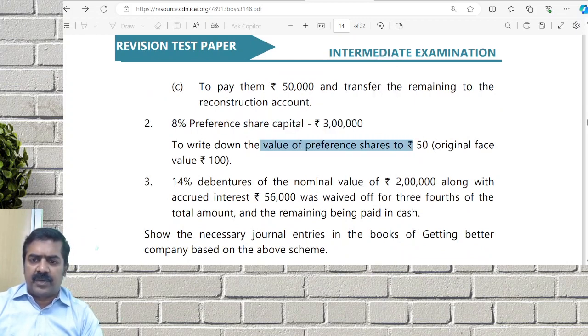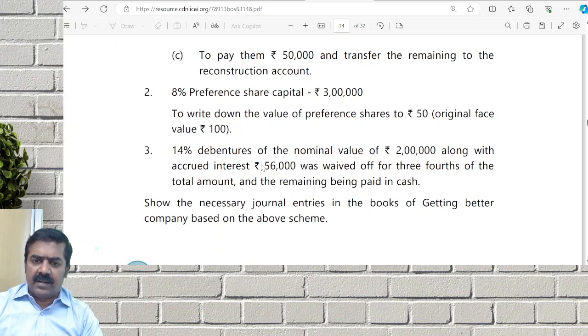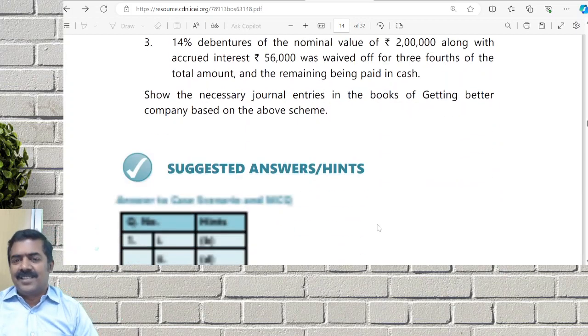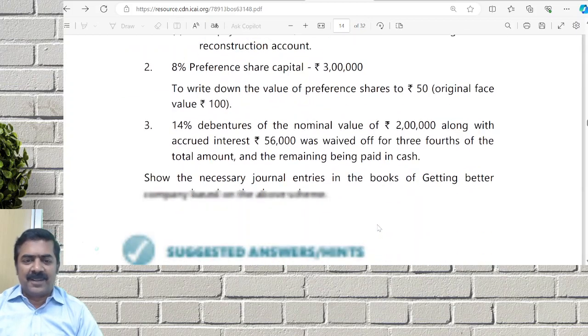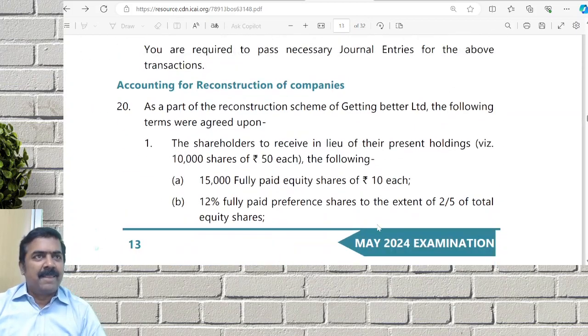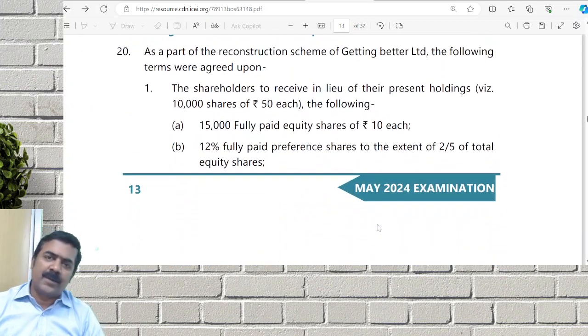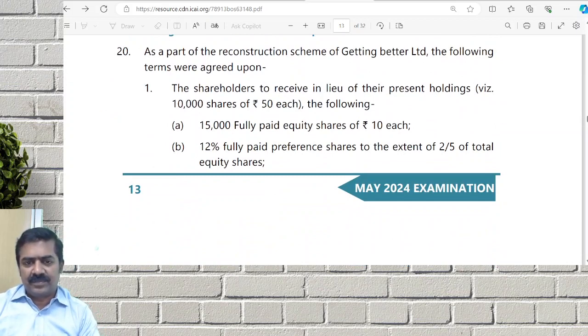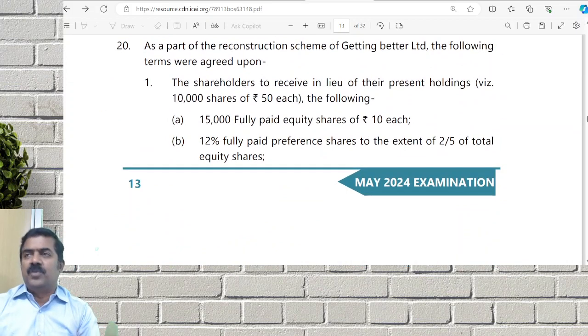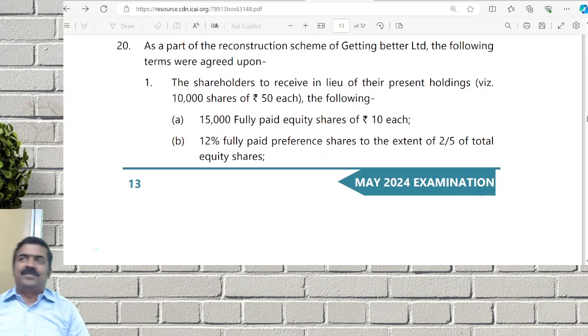8% preference share capital: write down the value of preference shares to 50. Original face value was what? 100. 14% debentures 2 lakhs, along with accrued interest 56,000, was waived off for 3/4 of the total amount. Remaining will be paid in what? Cash. They just ask you to pass what? Journal entry. This problem is worse than the earlier one. Okay, we'll do it. Or you will do it. Try to pass the journal entry.